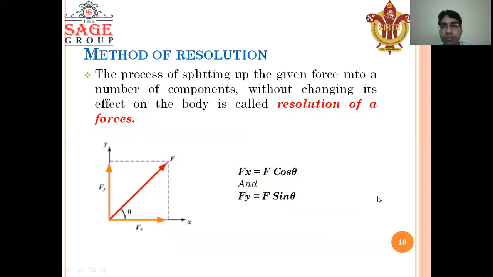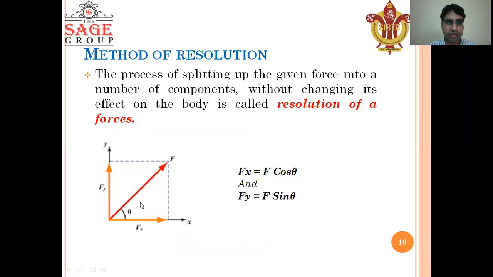Next, the method of resolution. We can say that this is the second method for finding out the resultant. The process of splitting the given force into a number of components without changing its effect on the body is called resolution of forces. We have already discussed this at the starting of this lecture.